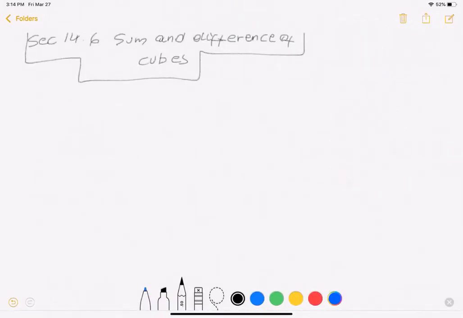Okay, hello, welcome back. So this is another video, section 14.6, sum and difference of cubes. So let me give you the formulas first. Let's talk about sum of cubes.